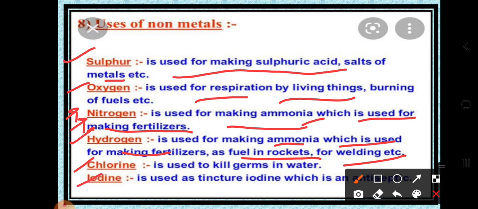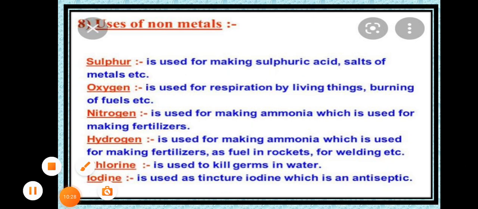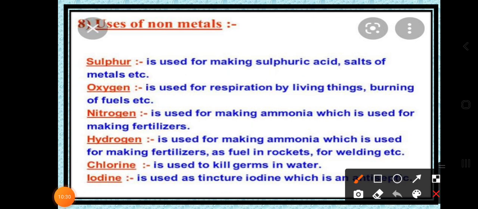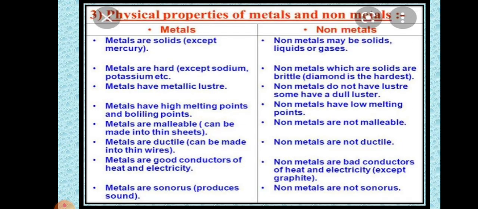What about iodine? Iodine is used as tincture of iodine, which is an antiseptic. Dear students, an antiseptic is like an antibiotic for us. Antibiotics we usually take by having them, but an antiseptic we apply, on wounds or injuries, as a tincture. Okay, so these are some uses of the non-metals.